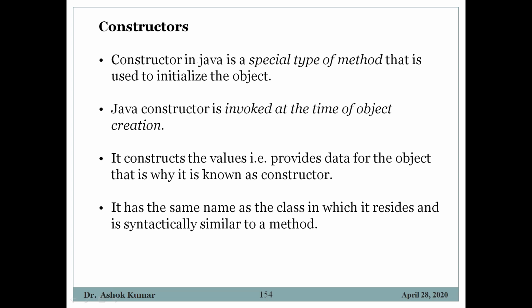And the most important point, why these are called a special type of method, is because the constructor name is the same as the class name. So if your class name is Box, then the constructor name will be Box. So let's discuss it in more detail with the help of one example.